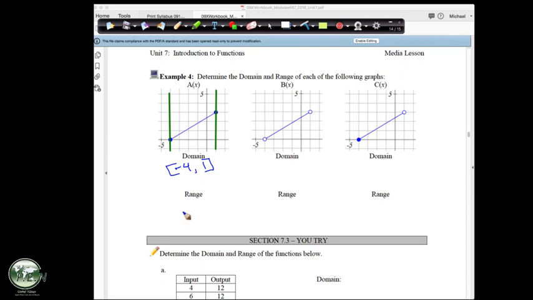Inequality. Interval. Oh, this is interval. Okay. Inequality would be -4 less than or equal to x, less than or equal to 1. Okay, so two different ways to write it.